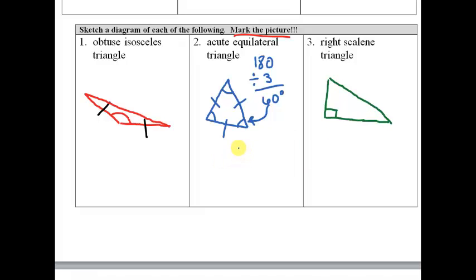How'd you do? Well, remember to come and answer that question for me about the different angles up there, and I'll talk to you more about these.